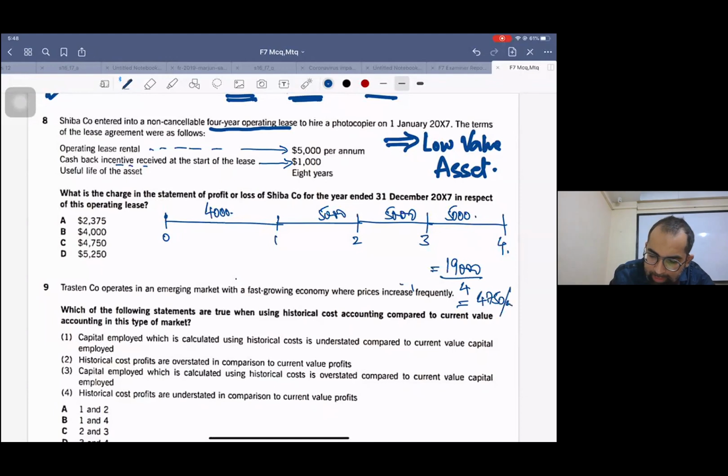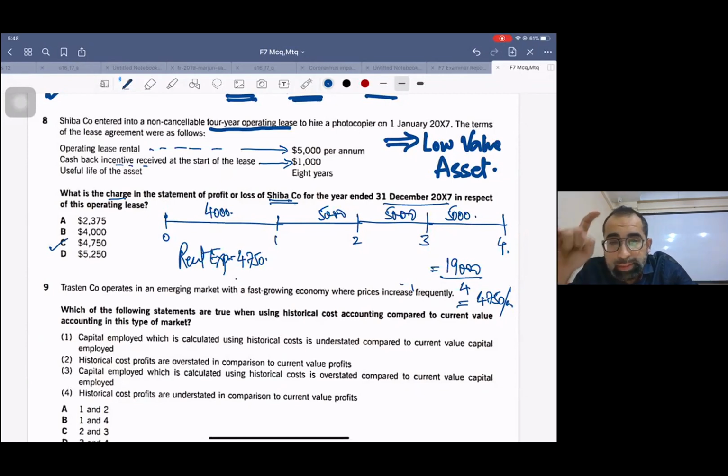So what they are asking is: what is the charge, meaning expense, to the statement of profit and loss of Shiba company for the year ended 31st December? We'll book the rent expense as 4750. This is the answer. C is your answer.